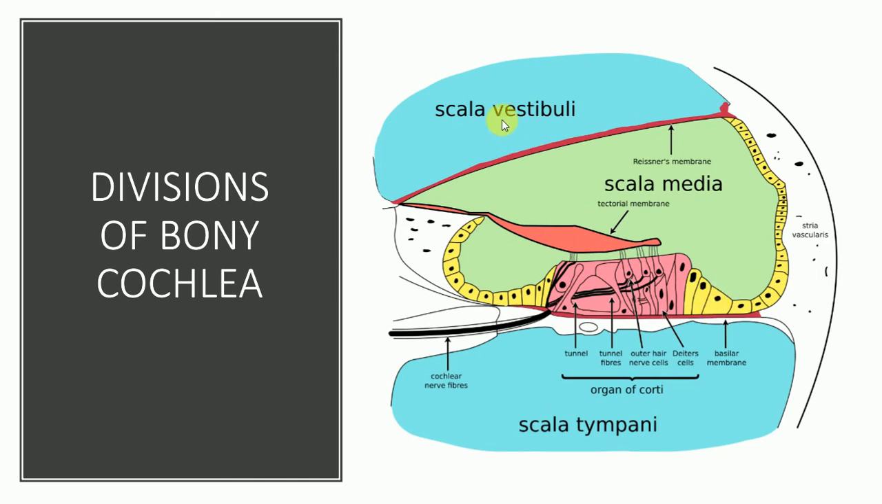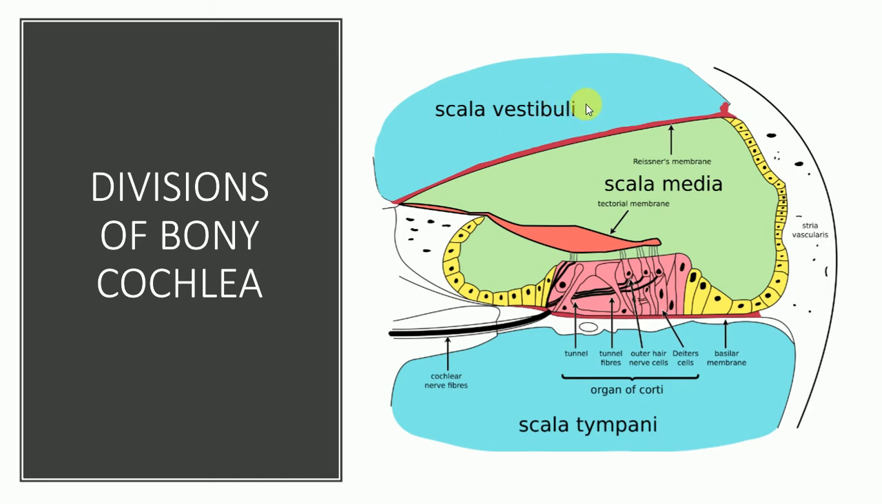Now, a bit about the scala vestibuli and the scala tympani. The scala vestibuli is behind the oval window and the scala tympani is behind the round window. When the stapes pushes on the oval window, the fluid-filled vibrations produced in the scala vestibuli are going to go to the scala media. These vibrations can easily pass through Reissner's membrane because it is a very thin membrane. Its only function is to separate the fluid between these two compartments.